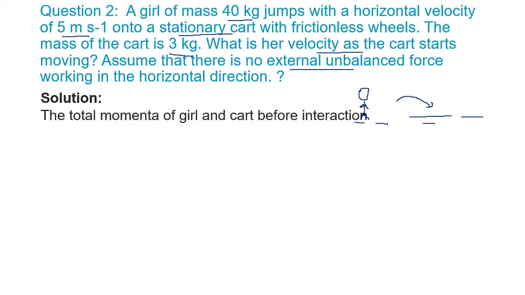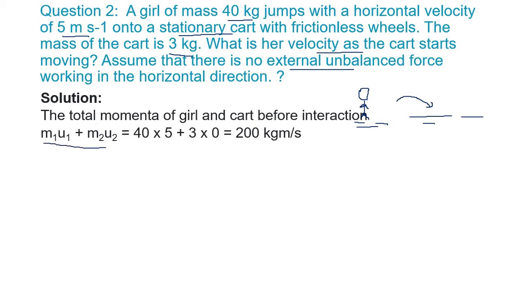So the girl is running and jumping on the cart. What we can see, the total momenta of the girl and the cart before interaction. The girl has a mass and a velocity. She's running, so she has a momentum, and the cart also. So m1u1 plus m2u2. The girl is 40 kg, running with a velocity of 5. The cart is 3 kg, but the velocity of the cart is 0 because it is standing. So 40 into 5 is 200, 3 into 0 is 0. So 200 plus 0 is equal to 200 kg meter per second. That is the total momentum of the girl and the cart before she jumps on the cart.